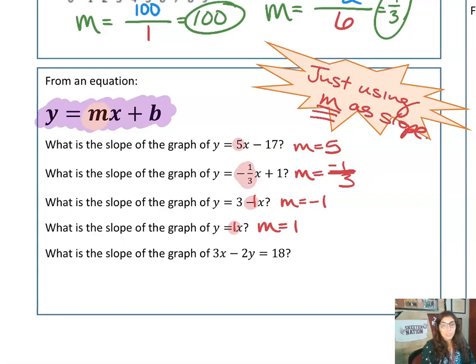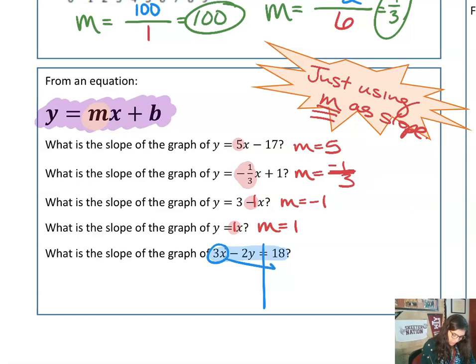Now this last one is a little bit different. It says, again, what is the slope of the graph of 3x minus 2y equals 18? Hopefully your spidey senses are tingling. You say, that is not solved for y. But guess what? We spent the last 6 weeks learning how to solve for y. So we're just going to use those skills.